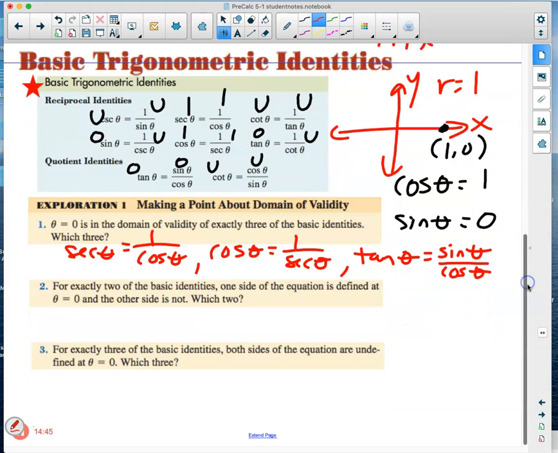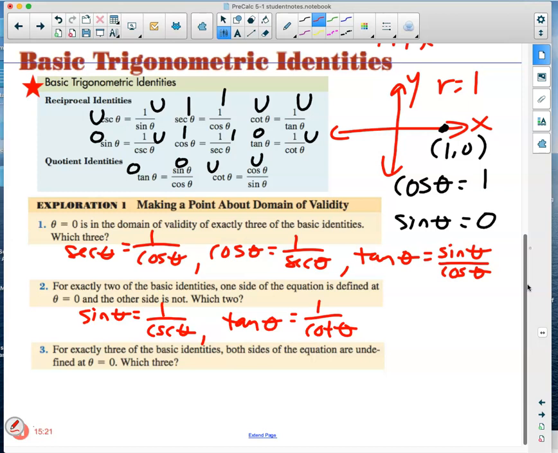And then 2 says for 2 of these, one side is defined, but the other isn't. So we were able to get a numerical answer for one and a u on the other. And that ended up happening with sine being written as the reciprocal of cosecant. Tangent being written as the reciprocal of cotangent. Not in the domain of validity. And that's what we see in number 3 as well.